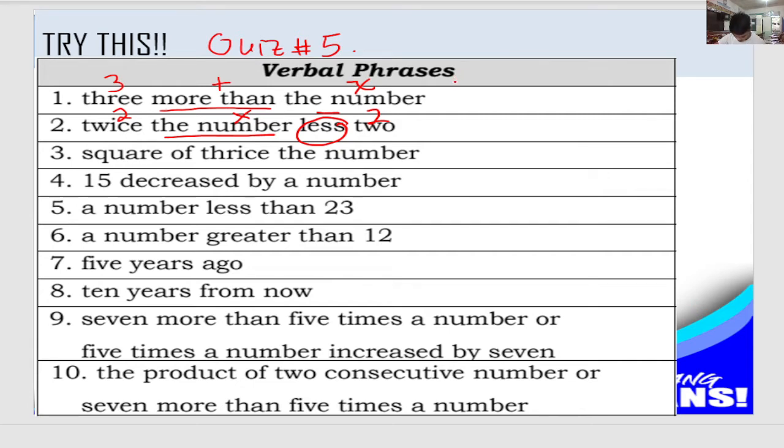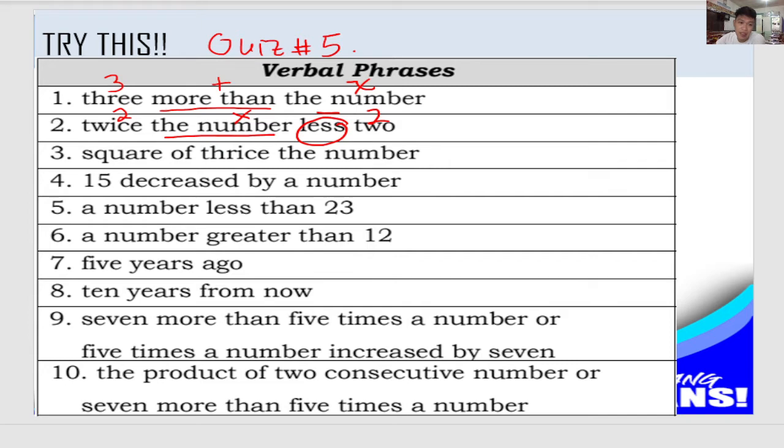Next, square of thrice the number. Ulitin ko, square of thrice the number. In this case, ano daw yung i-square natin? Yung thrice the number. So thrice the number, thrice is 3. The number is x. And square is raised to the power of 2. Okay. So, ano daw yung square natin? Yung thrice the number. So, yung 3x daw ang i-square natin. Kaya, raised to the power of 2. Okay, 3x raised to the power of 2. It's not 3x2, but 3x raised to the power of 2.